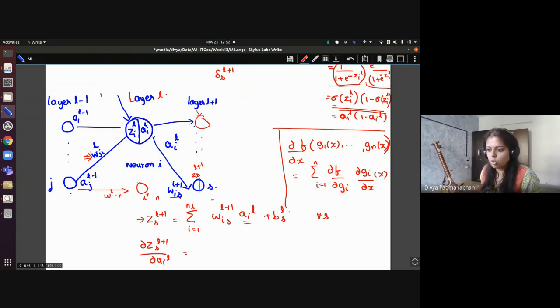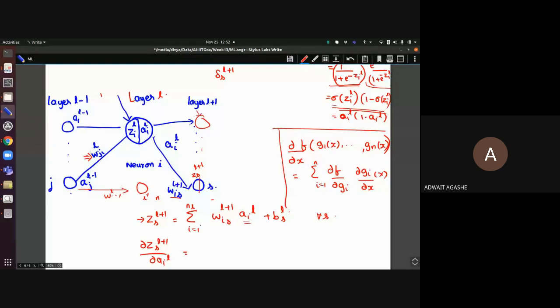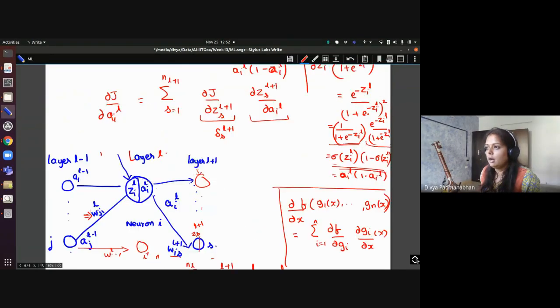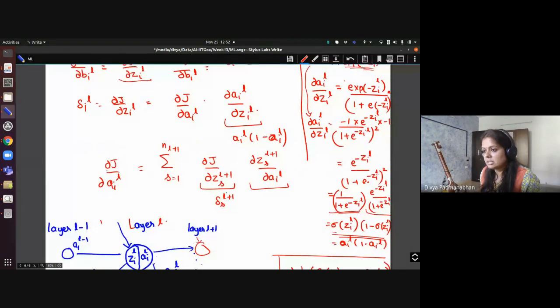Can somebody tell me what this derivative is going to be? W_{iS}^L. Yes, exactly. So this is W_{iS}^{L+1}. Right? So this is just going to be the summation over S from 1 to N_{L+1} of delta_S^{L+1} times W_{iS}^{L+1}. So overall you can bring in these two pieces here and now compute delta_i^L.